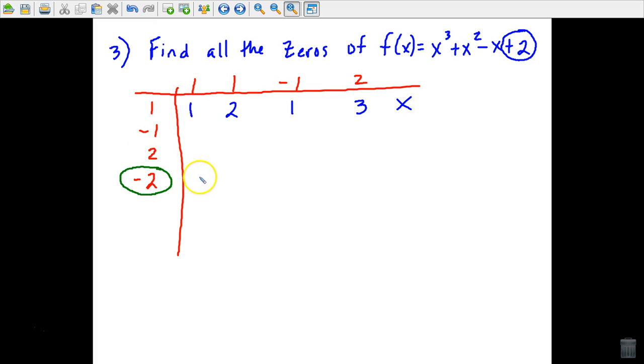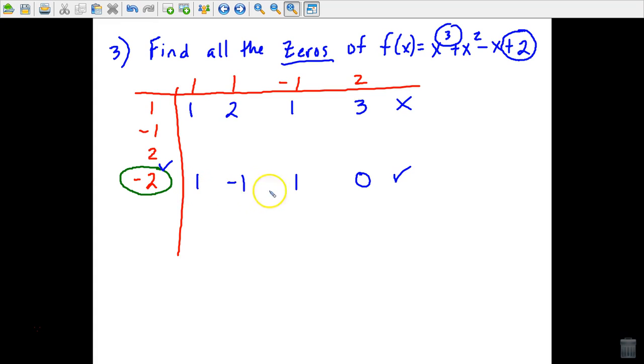So let's just jump down to -2. I brought down the first number, multiply. -2 plus 1 is -1. Multiply, that's +2 plus -1 is 1. Multiply again, 1 times -2 is -2, plus +2 is 0. So -2 is one of my 3 solutions, or zeros, or roots.